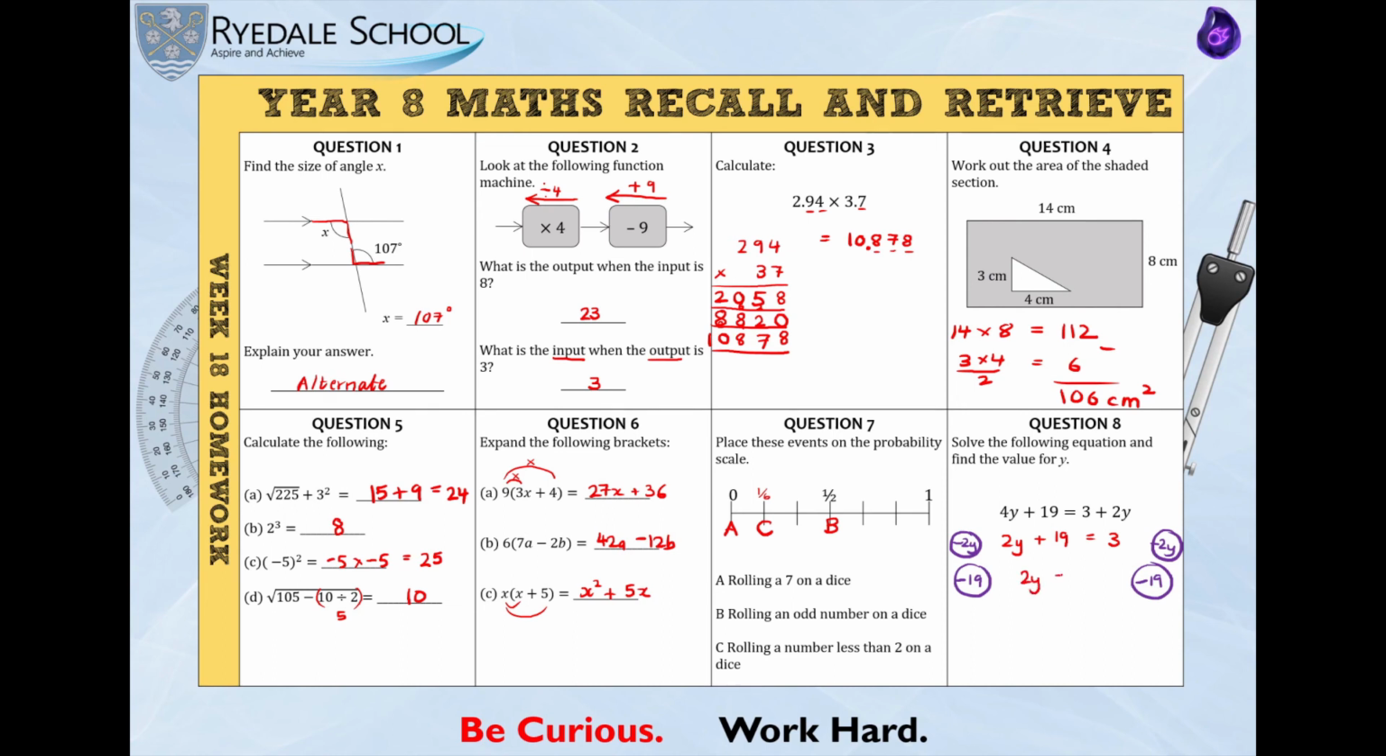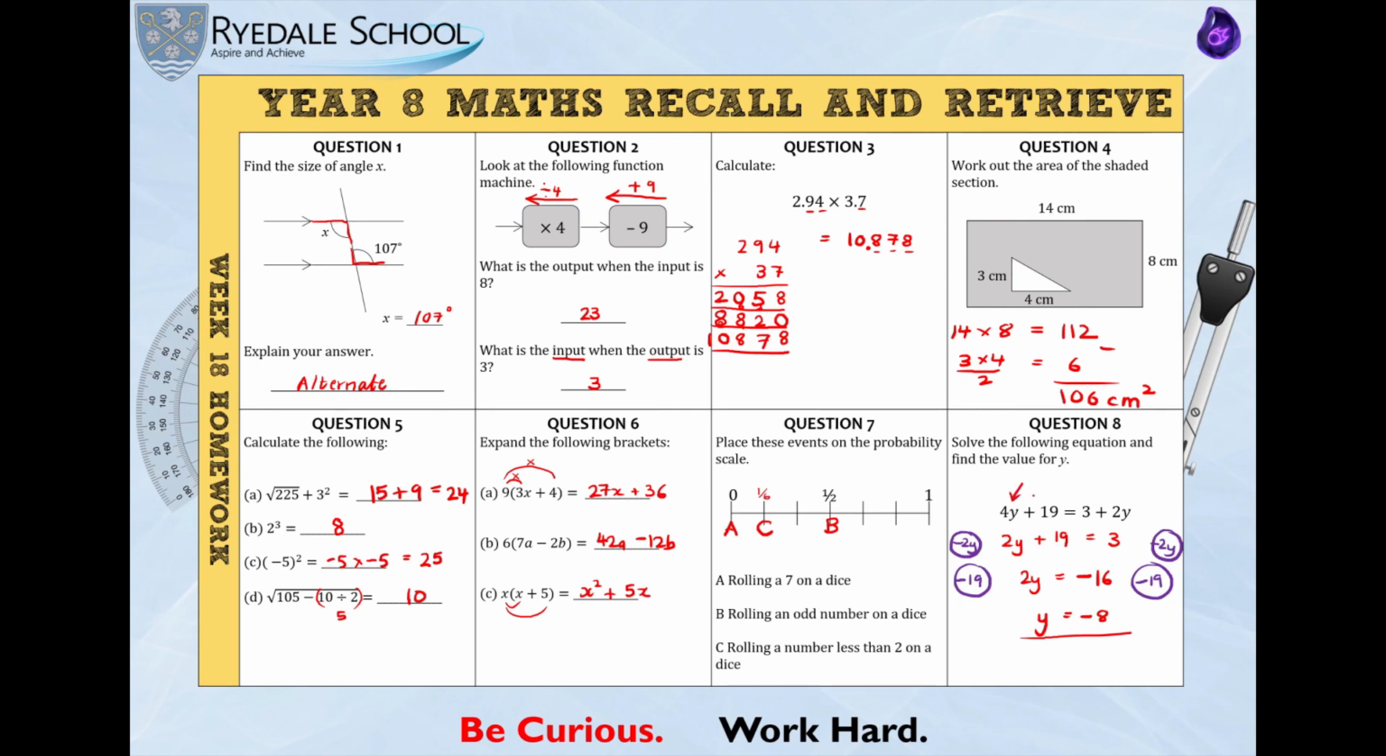And if I subtract 19 from this side, 3 take away 19 is negative 16. If that's what 2y's is, I can work out y by finally dividing by 2. So y is negative 8.